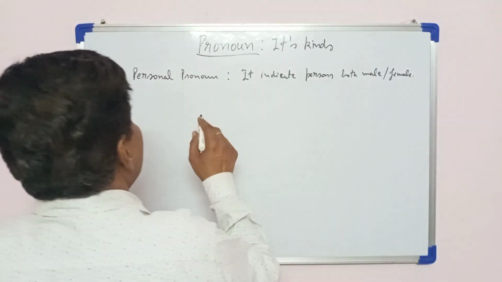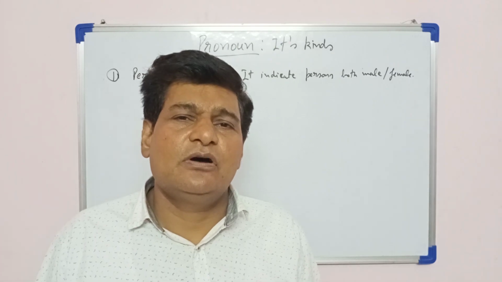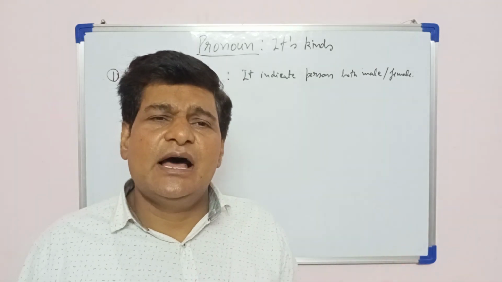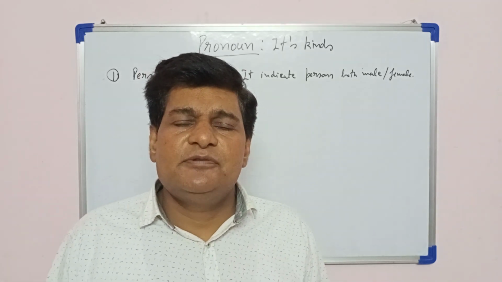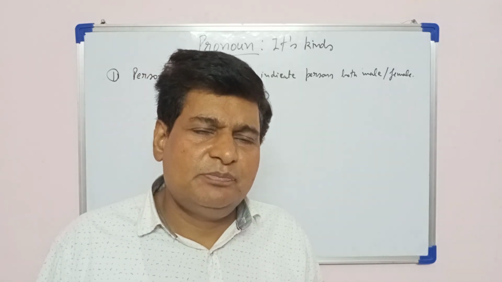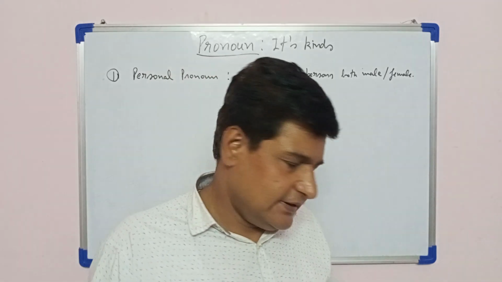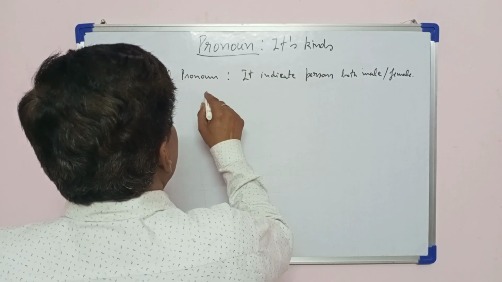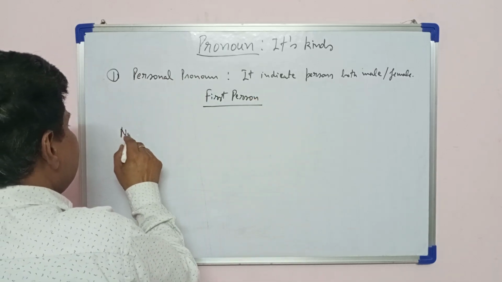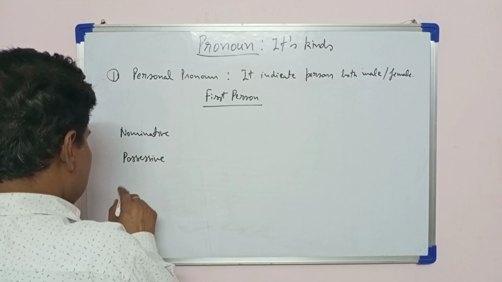You know that a noun has three cases: nominative, accusative, and possessive case, also called the genitive case. In the same way as pronouns replace nouns, they also have three cases. Before we understand that, you must keep in mind that there are three persons: first person, second person, and third person. For each person there are three cases: nominative, possessive, and accusative. So let's understand what these are. Firstly, first person: nominative, possessive, and accusative.